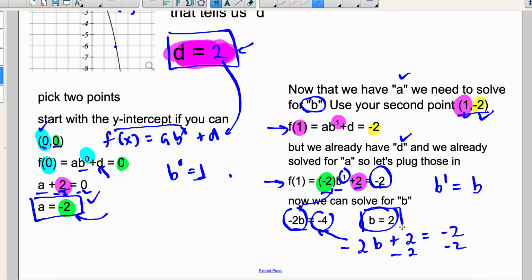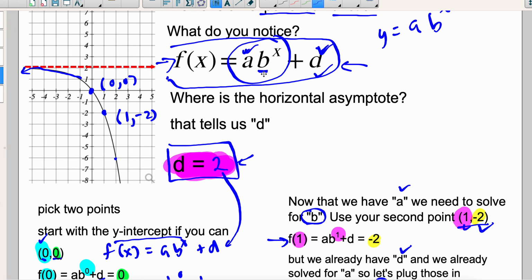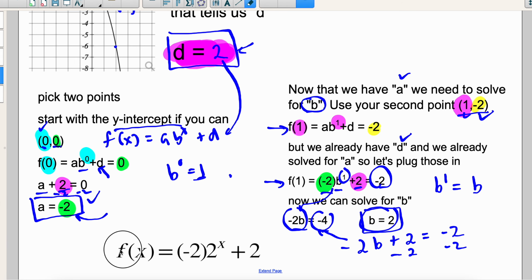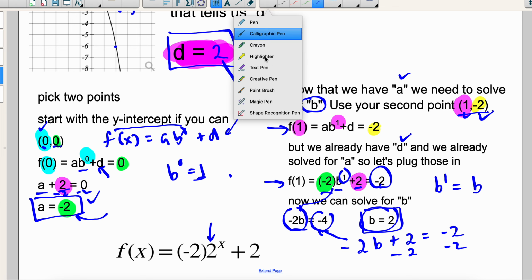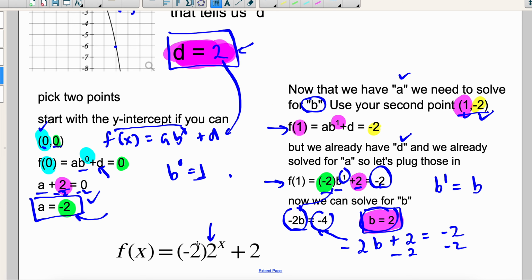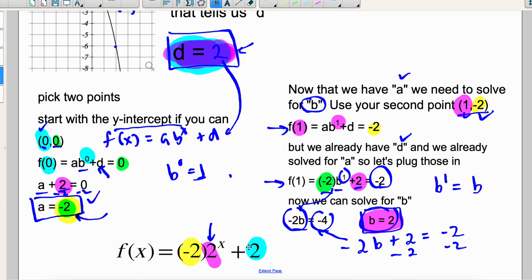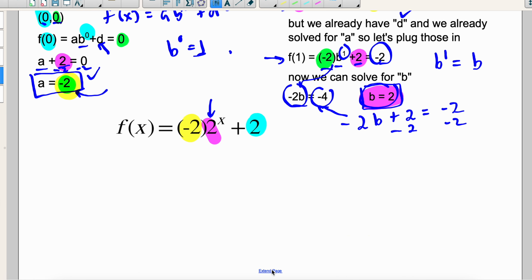So now I have both my pieces, or all three of my pieces. I have a, I have b, I have d. I'm just going to substitute them into my general form. Okay, b equals 2 right here. That's my b value equals 2. And then I have a here equals negative 2. And I have d from up here equals 2. I just plug them in and I'm done.